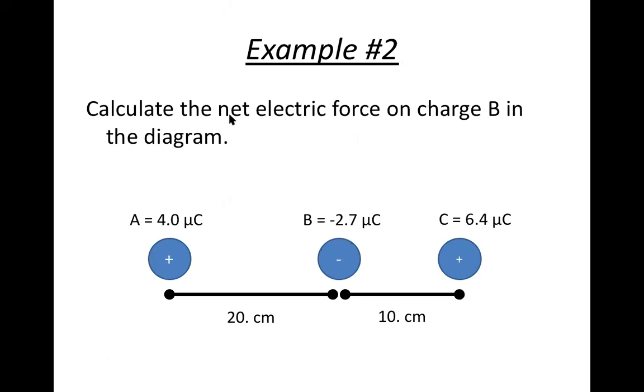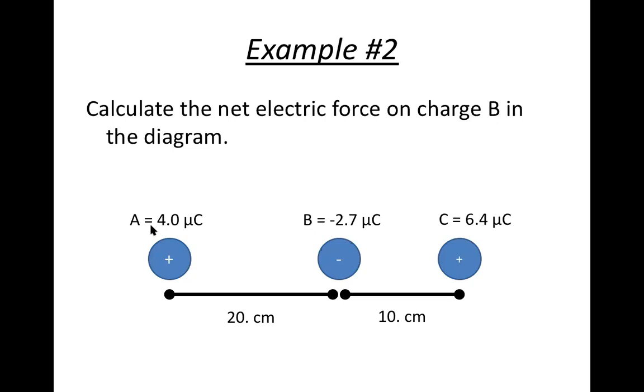So in example 2, this is different because now it's the net electric force. Net is a word that we use for vector quantities when they need to be added together. So net, total, sum, resultant, those words all indicate they're doing the same kind of vector addition. So we have 3 point charges, and we want to know the net electric force on charge B. It says net electric force because B is going to be pulled to C, to the right, but also pulled to the left to A.